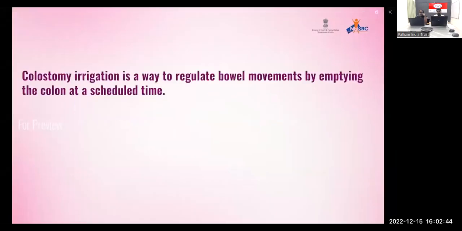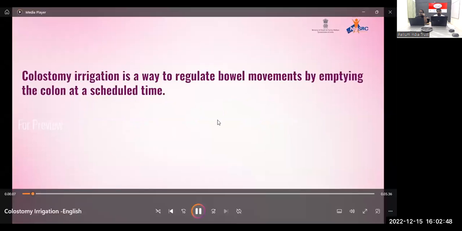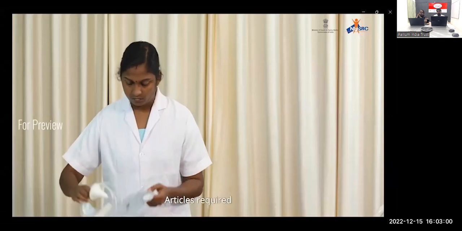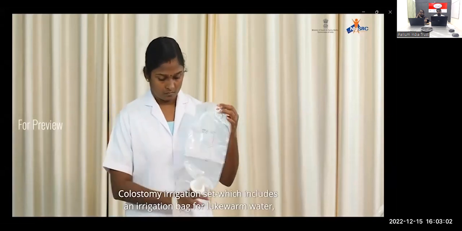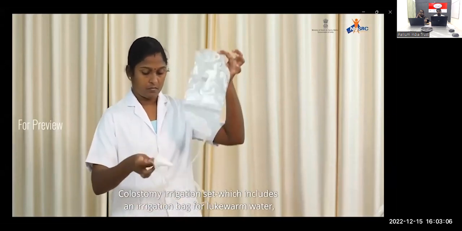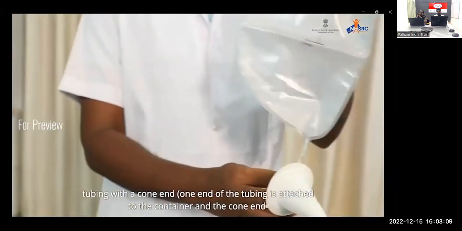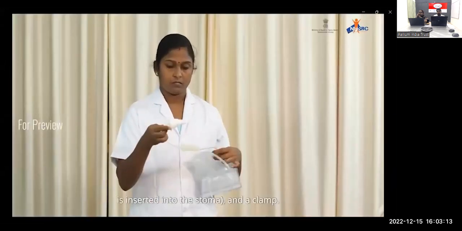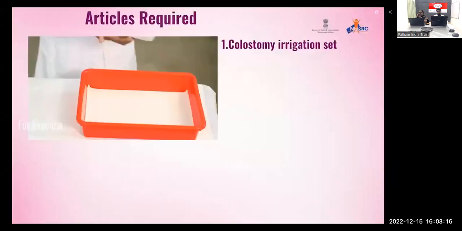Colostomy irrigation is a way to regulate bowel movements by emptying the colon at a scheduled time. The process involves infusing water into the colon through the stoma. This stimulates the colon to empty. Articles required. Colostomy irrigation set, which includes an irrigation bag for lukewarm water, tubing with a cone end. One end of the tubing is attached to the container and the cone end is inserted to the stoma, and a clamp.